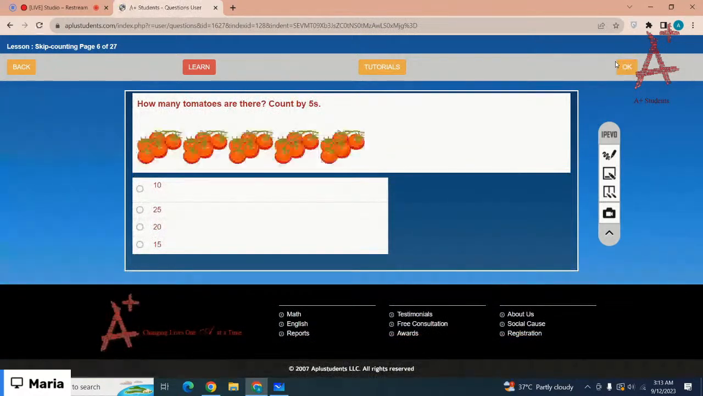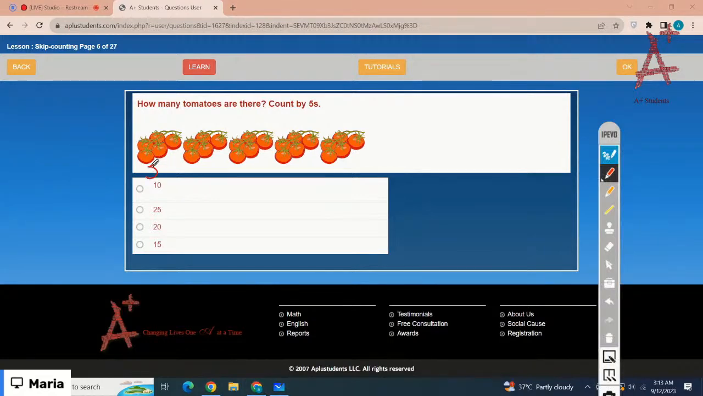How many tomatoes are there? Count by fives. So which is the correct option? You have to start counting by 5, and every time you have to skip 5, right? The easy way is you can add 5 every time, right? 5 plus 5 makes 10. 10 plus 5 makes 15. 15 plus 5 makes 20, and 20 plus 5 makes 25. That means the total is 25 tomatoes, right? Very good. The correct option is 25.